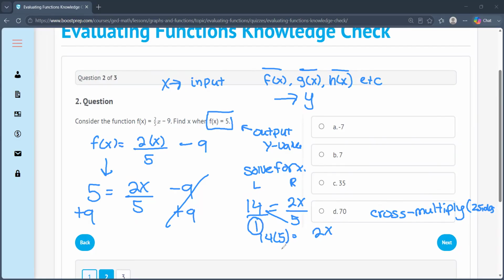And with the calculator, what is 14 times 5? You can use a calculator sometimes. So 14 times 5 is 70. Then solve for x by dividing both sides by 2. What's 70 divided by 2? 35. Okay, so my answer is 35.